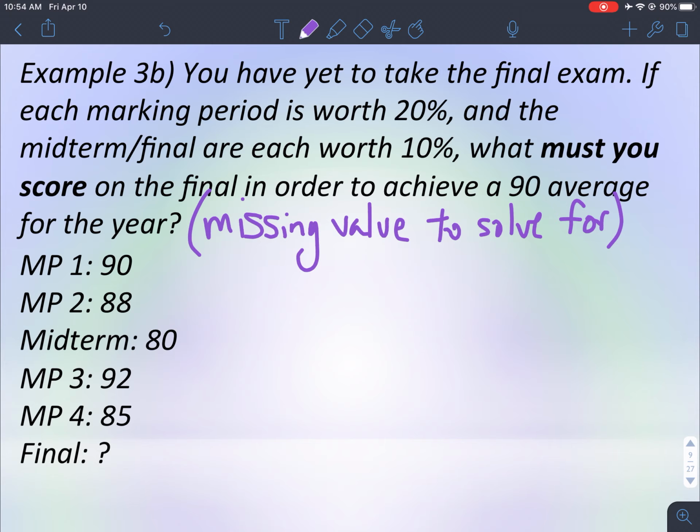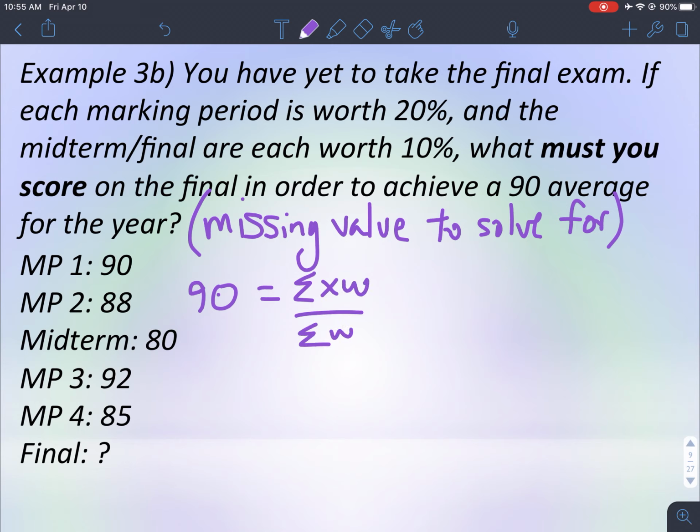You have yet to take the final exam. If each marking period is worth 20% and the midterm and the final are each worth 10%, what must you score on the final exam in order to achieve a 90 average for the year? This is like if you're at the end of the school year, right before you take the final. You want to know what you have to get. So the weighted average is 90.